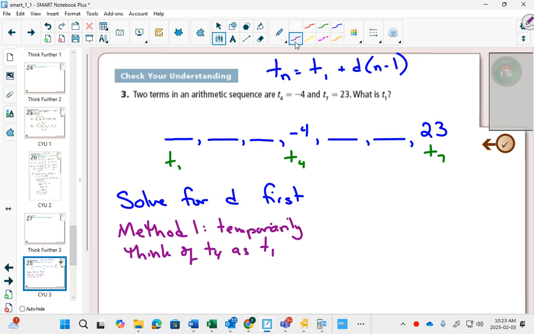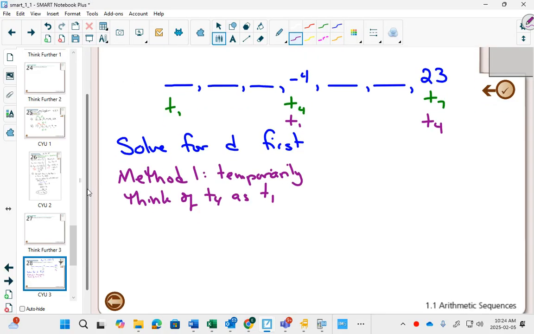Method 1 says temporarily think of term 4 as term 1. So I'm going to make this term 1, then this would be term 2, term 3, this would be term 4. If you did that, you could use your formula. Because according to your formula, you would know term 4, so we could plug in term 4 and n is 4. And we would know what term 1 is, and then the only thing you didn't know is D.